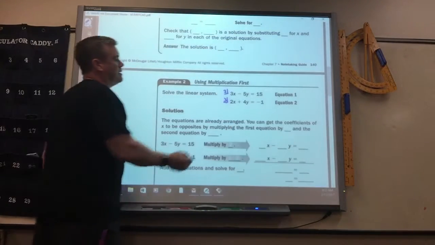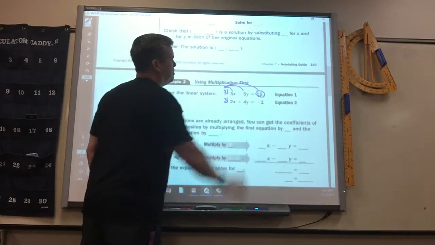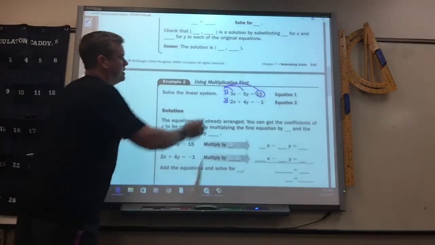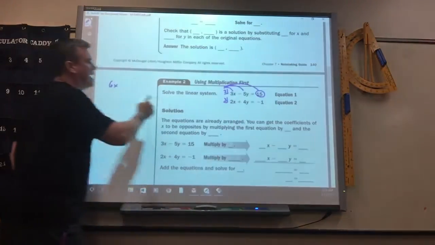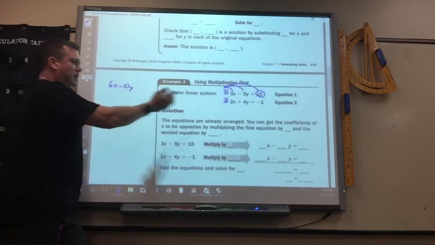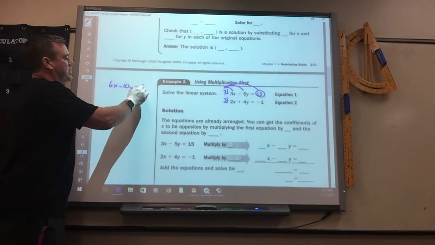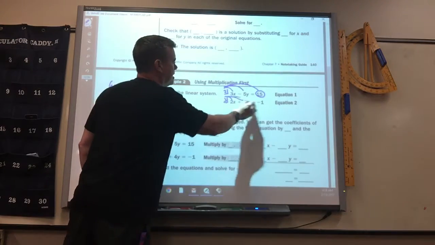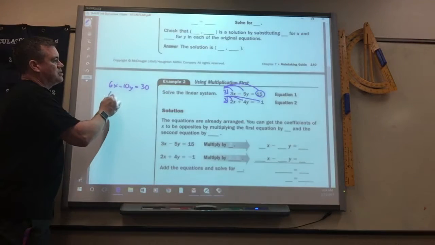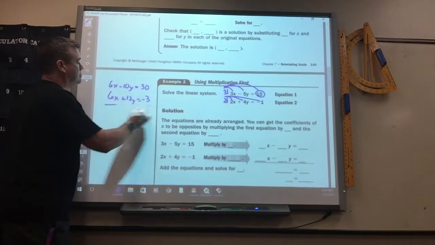So when you do that, you got to remember to take it times all of them. This is the one a lot of people forget to do. So 2 times 3x is 6x. 2 times negative 5 is negative 10y. And like I said, a lot of times people forget that one. 2 times 15 is 30. So then here I got to take everything times 3. 6x plus 12y equals negative 3.